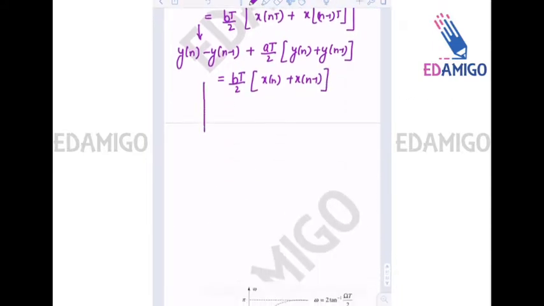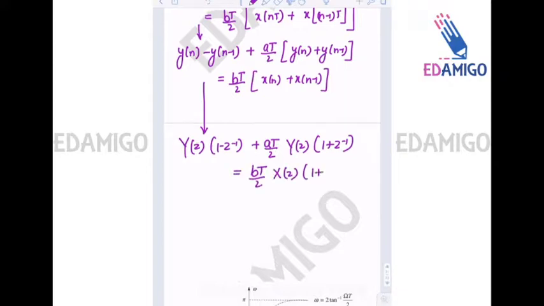Now taking the z transform of this equation, we can see that Y(z)(1 minus z inverse) plus AT by 2 Y(z)(1 plus z inverse) is equal to BT by 2 X(z)(1 plus z inverse). Now from the above equation, we can see that H(z), that is Y(z) upon X(z), will be equal to B upon (2 upon T)(1 minus z inverse)/(1 plus z inverse) plus A.